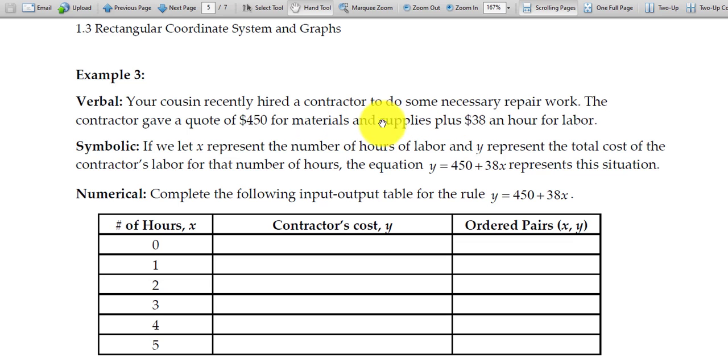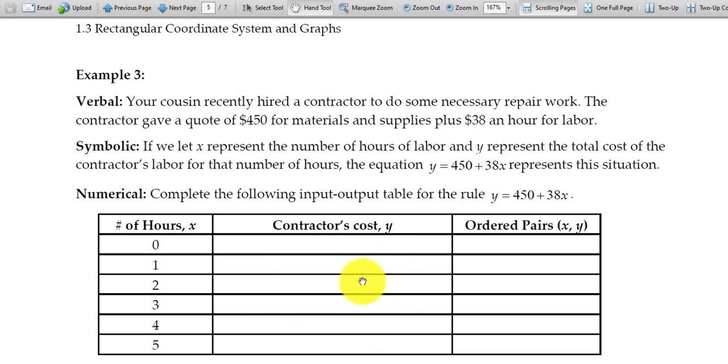So when you look at this example, it says your cousin recently hired a contractor to do some repair work. Looks like you have to pay $450 for material plus $38 per hour for labor, right? So the $450 is fixed, but the $38 will really depend on how much labor you do, right? Every hour you add another $38, right?